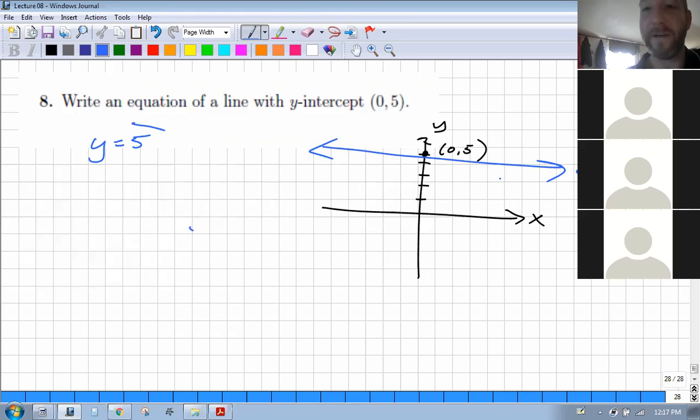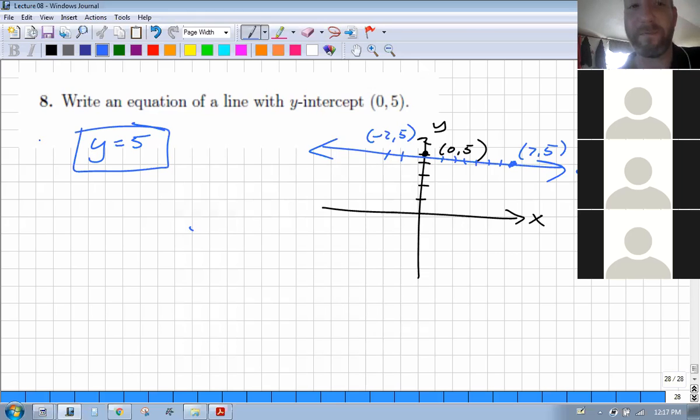Every single point here, say 1, 2, 3, 4, 5, 6, 7. This would be (7, 5). 1, 2, this would be (-2, 5). Every single point on that line, the y coordinate is 5. And this is the equation for it, y equals 5.